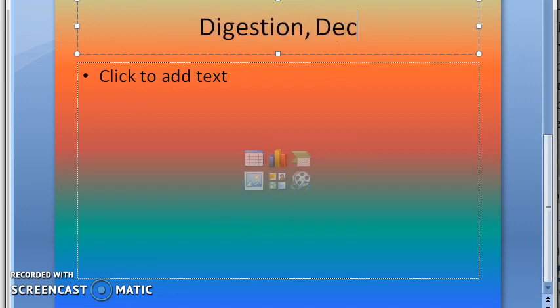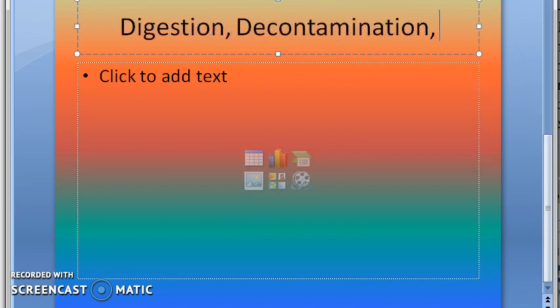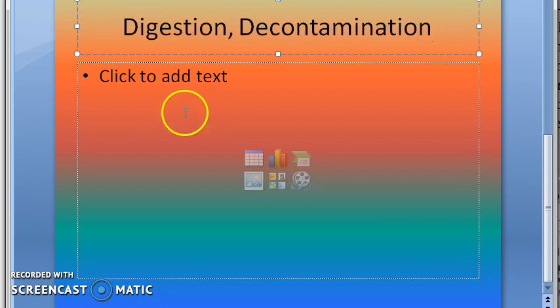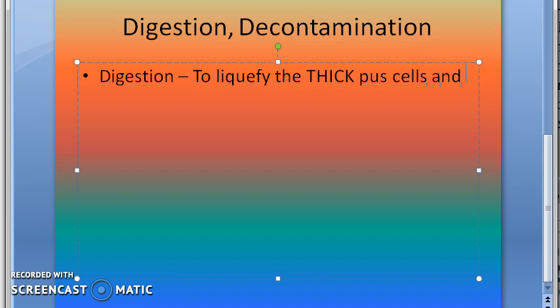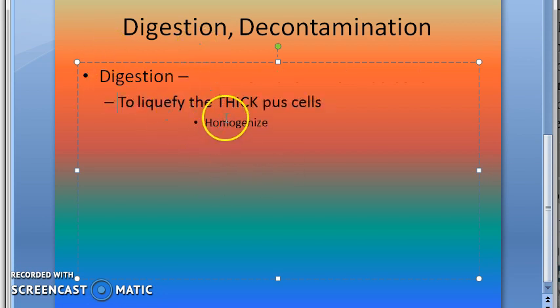Digestion, decontamination and concentration of the specimen. Let me tell you. Digestion: in digestion, what you are trying to achieve is to liquefy the thick pus cells, and you also want to homogenize it. Okay, is this clear why you are trying to digest it?